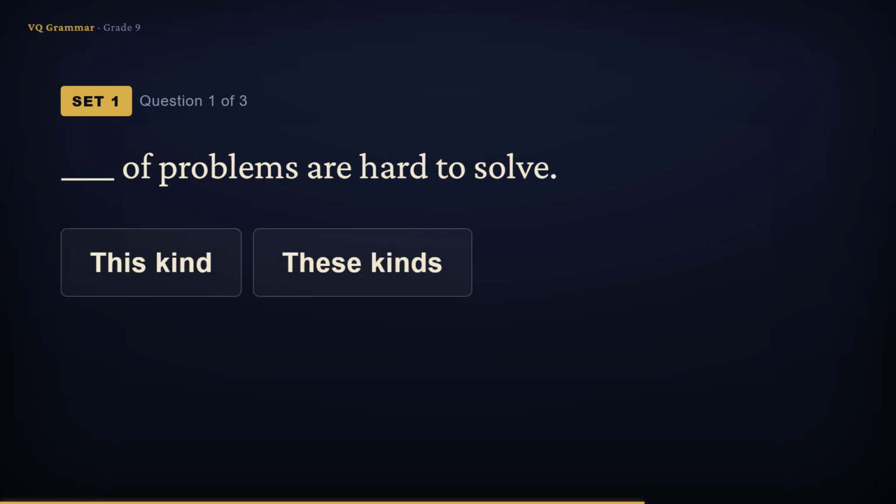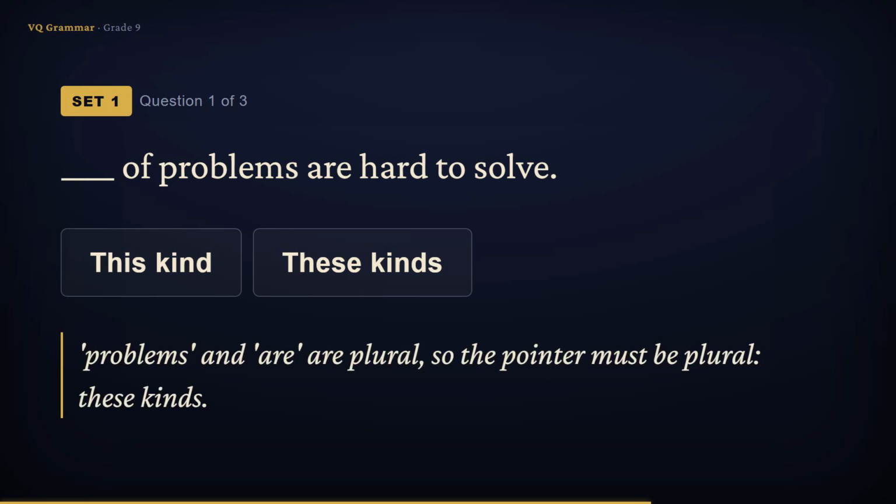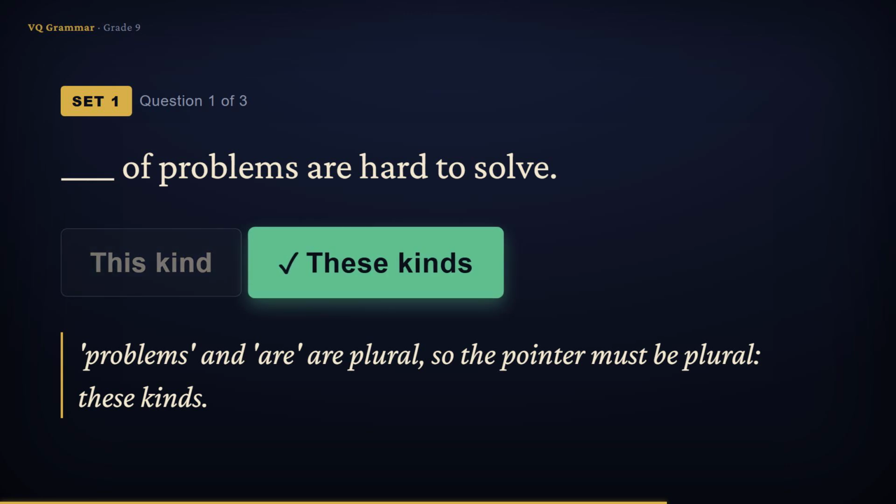This kind, or these kinds, of problems are hard to solve. Look at the noun and the verb. Problems is plural, and are is plural. So the pointer has to be plural too. That means these kinds. The answer is these kinds.